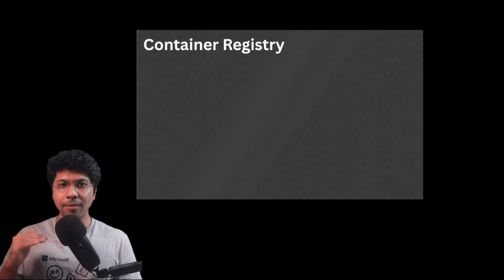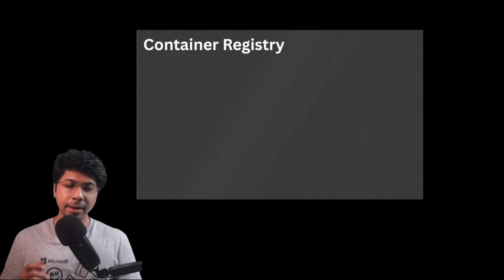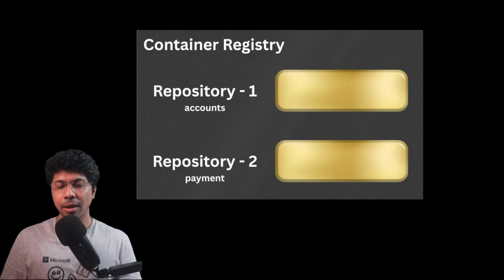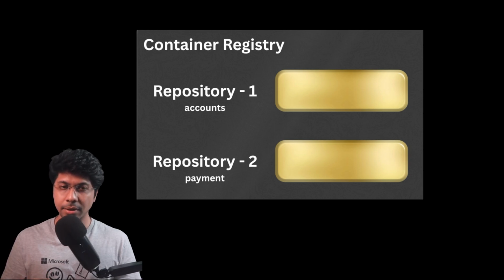So let's break down a few core concepts really quick. At the top level, we have the registry, a container warehouse like myregistry.azurecr.io, where all my images will live. Inside that, we have the repository. A repository is a folder where all my images for a particular microservice will live. Let's consider I have the account microservice, then my repository will be accounts.